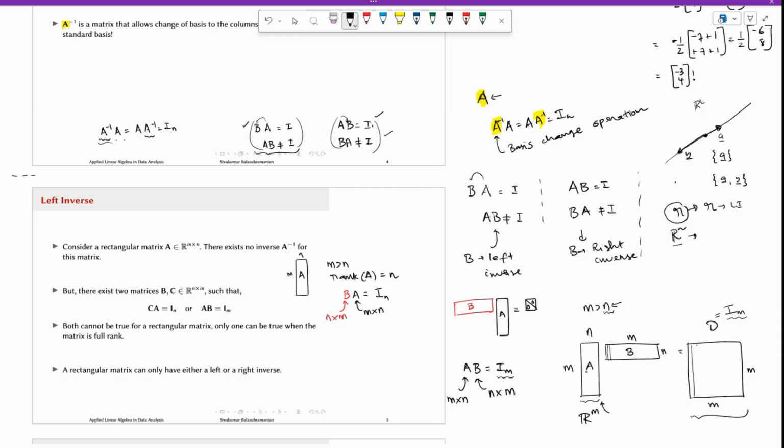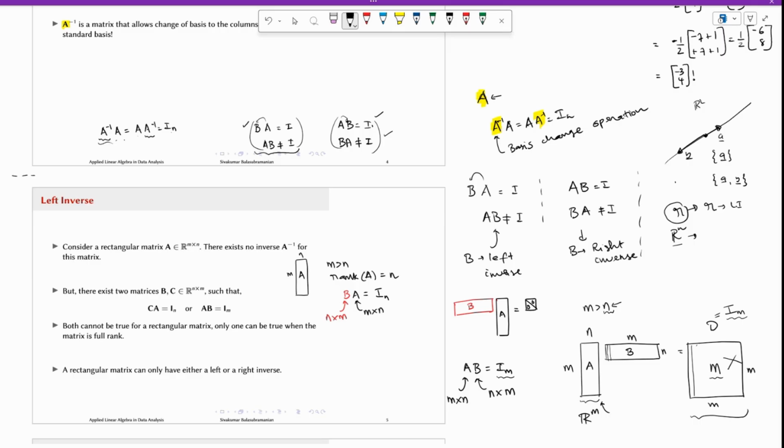Because when you do AB, all the vectors you produce can only come from the subspace spanned by the columns of A. There is no way you can produce m linearly independent columns. At the max, you can only produce n linearly independent columns. But here, m is greater than n, so this is not possible.